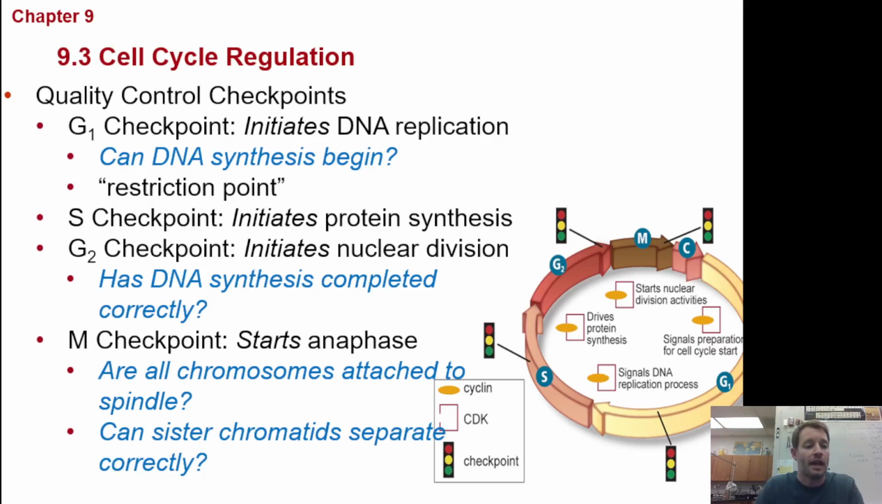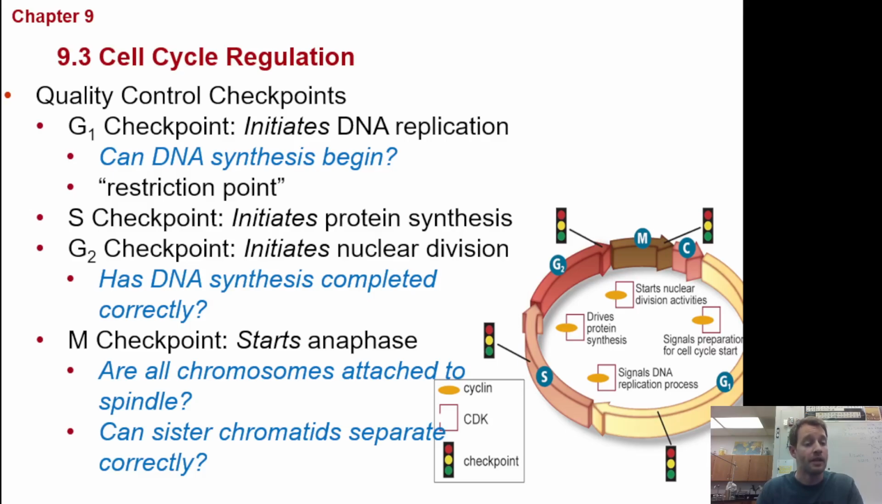So the S checkpoint, this is towards the end of the S phase, the synthesis phase, and it's going to initiate the protein synthesis of G2. The G2 checkpoint, this initiates the nuclear division in mitosis. So this is asking the question, has the DNA synthesis completed correctly? If it has, go ahead and separate the nucleus.